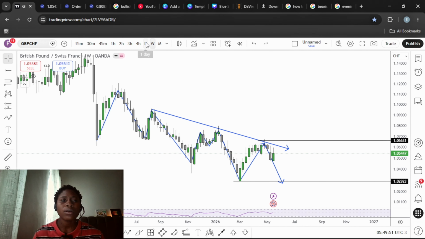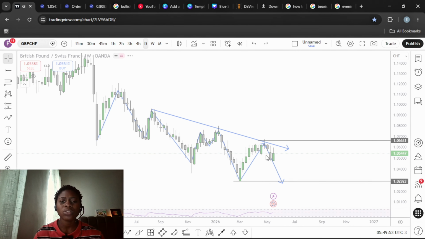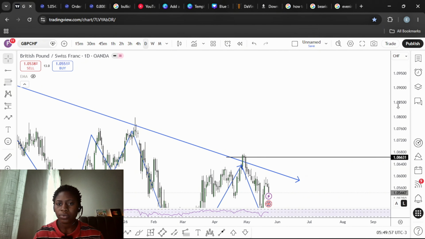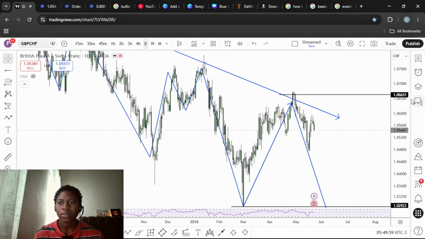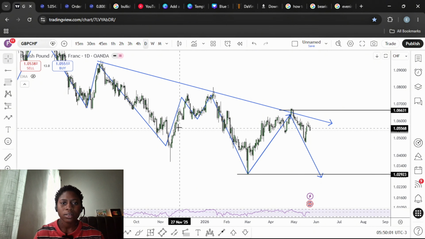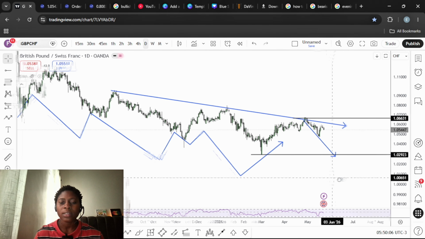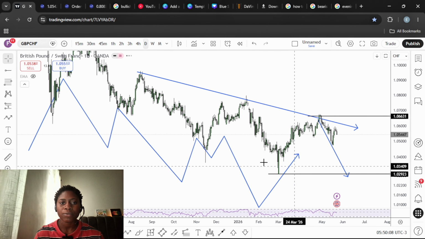Now, if we zoom down to the daily time frame, we will see that the market is more choppy. Zoom in for a bit. Now look at the market, right? Let me take this out. This was the weekly time frame. Let's look at what's happening on the daily time frame.